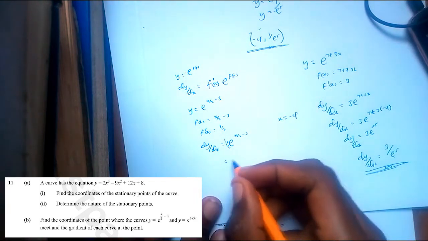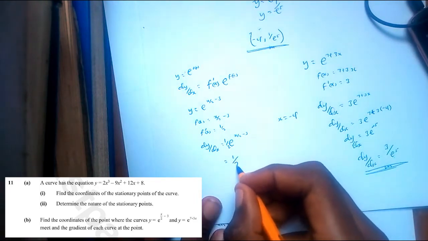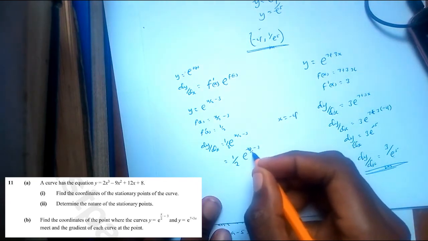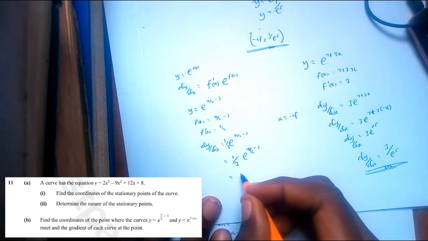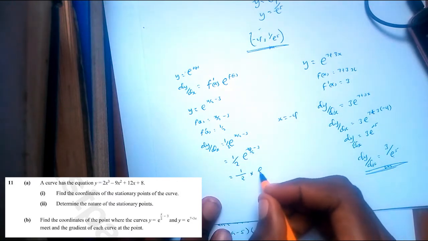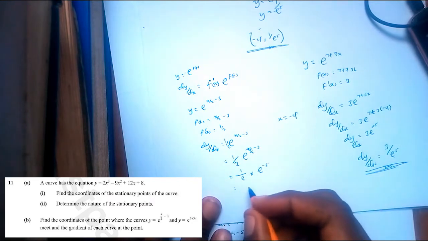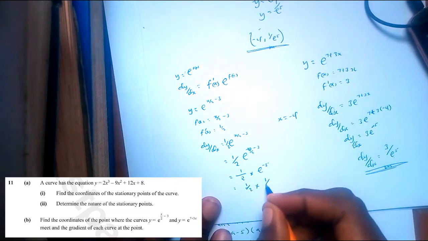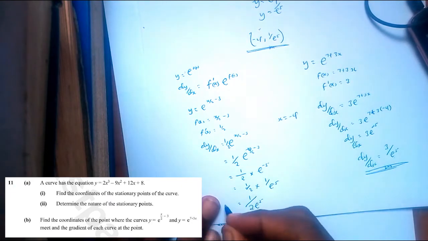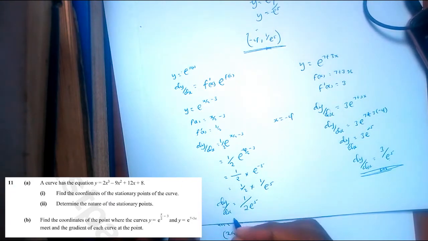Then for this other equation, it will be 1 over 2 e to the power of negative 4 minus 3 over 2. Then this is going to be equal to 1 over 2 times e to the power negative 5, which is 1 over 2 times 1 over e to the power 5, which will be equal to 1 over 2e to the power 5. That is dy over dx for this other equation here.